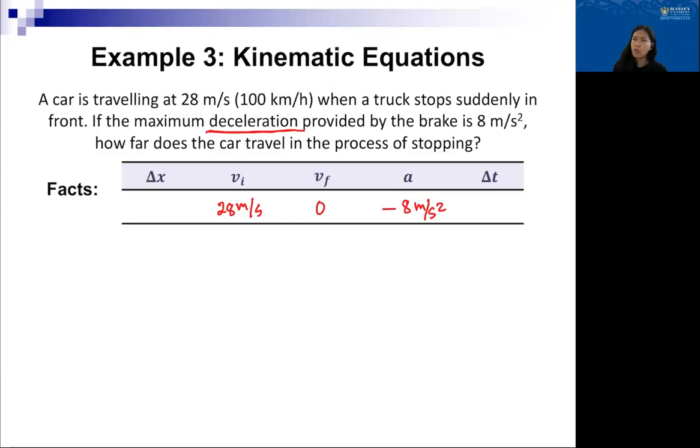That's why I wanted to look at this example, to point out that if you're slowing down or decelerating, you should include the negative sign in your acceleration. And we're not given how long it takes for us to stop. We are being asked how far, meaning what is delta x.